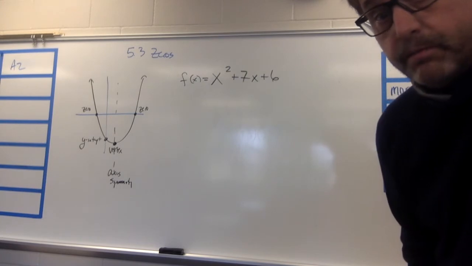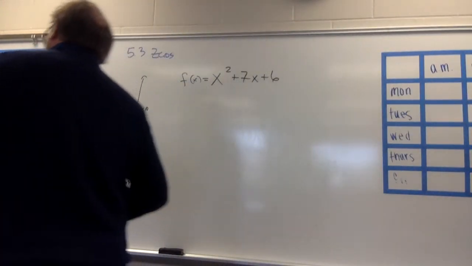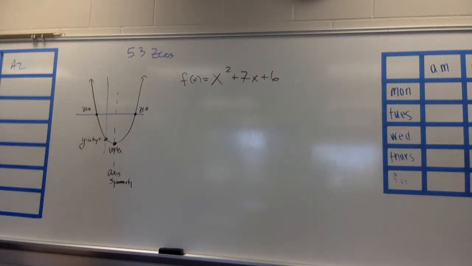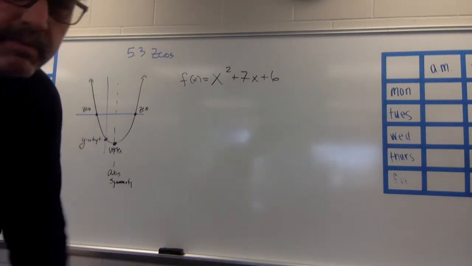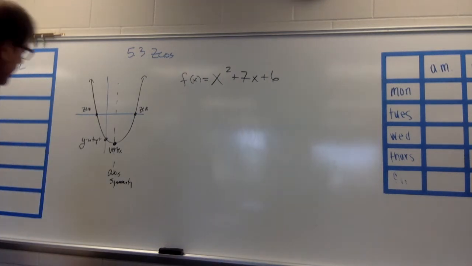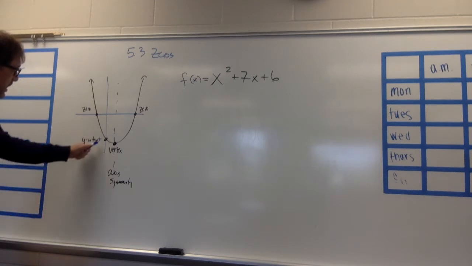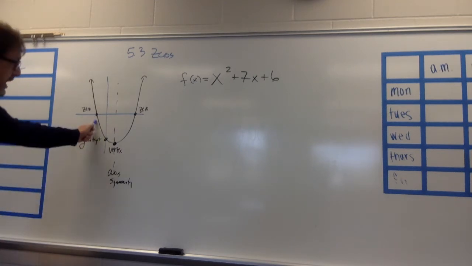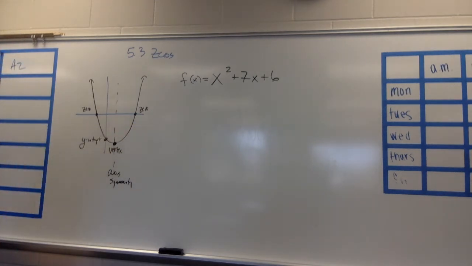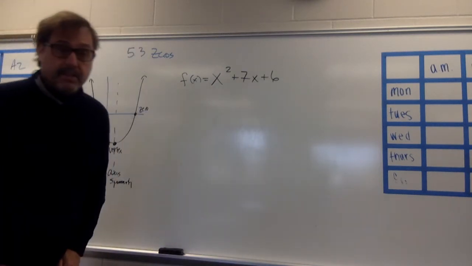5.3 day 2. Zeros. Hey, look here, please. On Monday, if you're watching this in 2020, the first day we did section 5.3, we learned the axis of symmetry, the vertex, and the y-intercept. Today we find the zeros. And here's how we find the zeros.